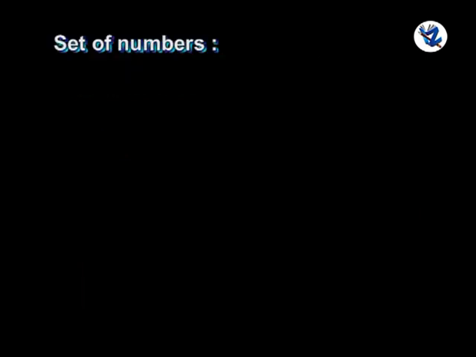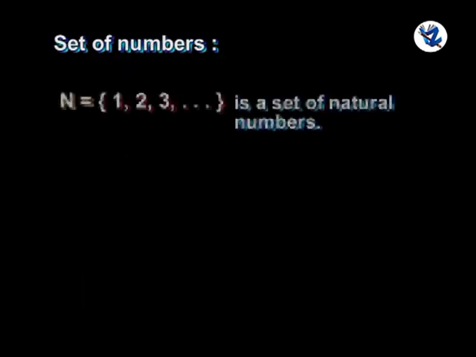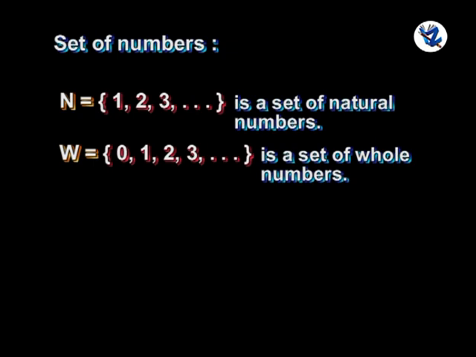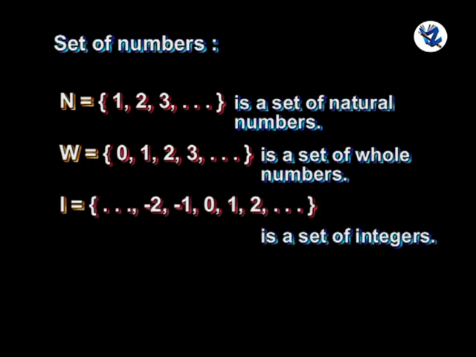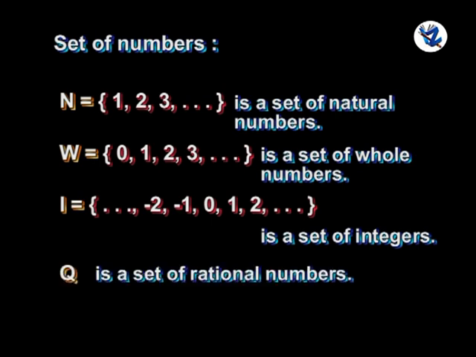Now let's observe the sets of numbers. N is equal to {1, 2, 3, ...} is a set of natural numbers. W is equal to {0, 1, 2, 3, ...} is a set of whole numbers. I is equal to {..., -2, -1, 0, 1, 2, ...} is a set of integers. Q is a set of rational numbers and R is a set of real numbers.